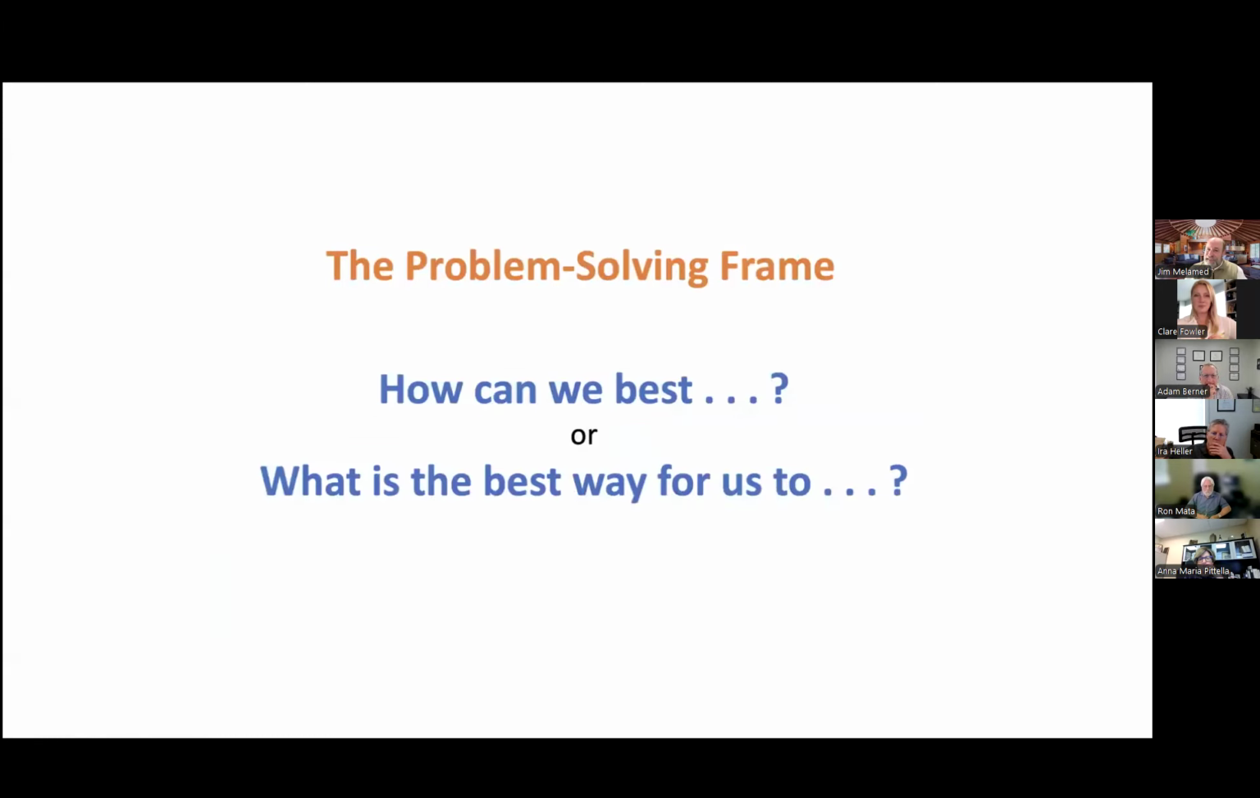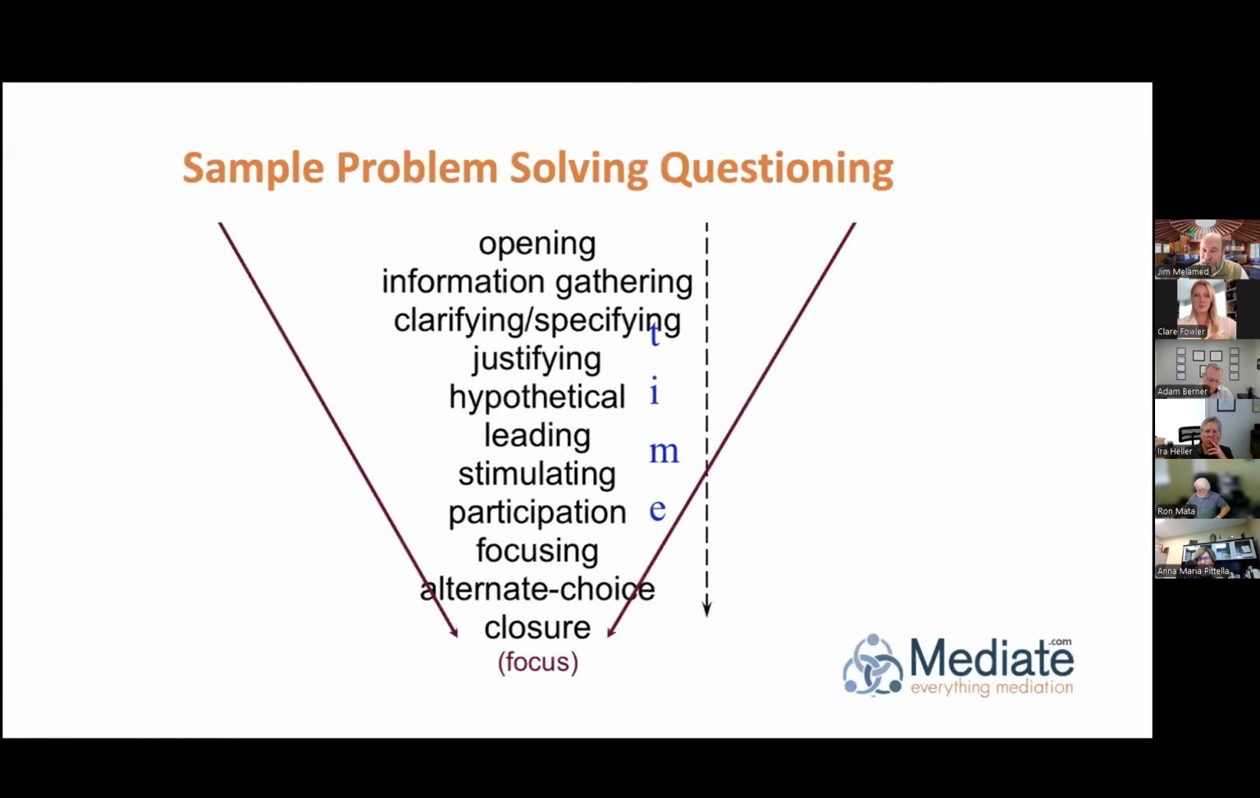Now, I already taught this is the atmosphere when they come in. How can we best do what you want to do, satisfy your desires? What's the best way for us to do that? I have kind of a sequence of question types in the problem-solving frame, starting out knowing nothing, what's going on, the information gathering, who, what, where, when, why, the clarifying, specifying if there's any uncertainty, the justifying, the why. Okay. The hypothetical might be imagine something, then, what leading, is what I'm hearing you'd be prepared to. So I'm suggesting the answer.